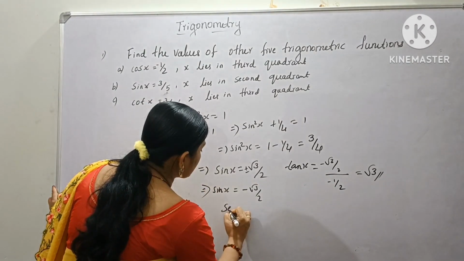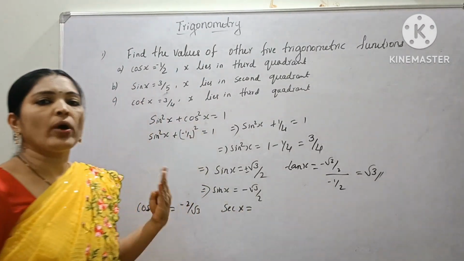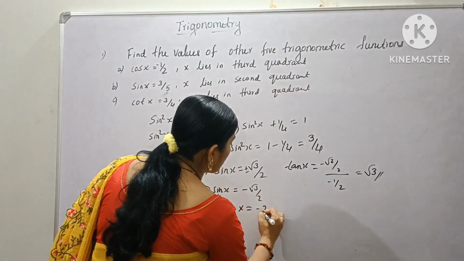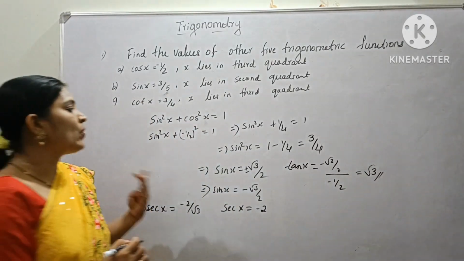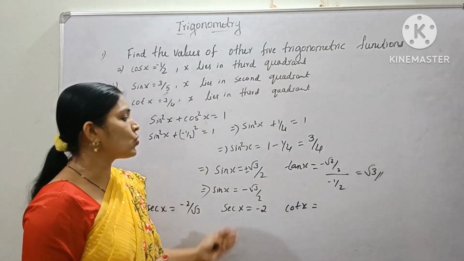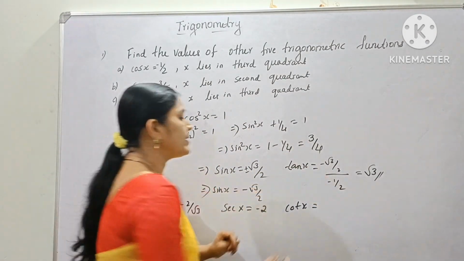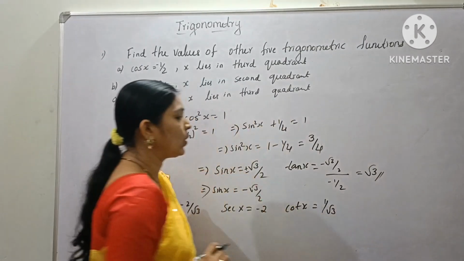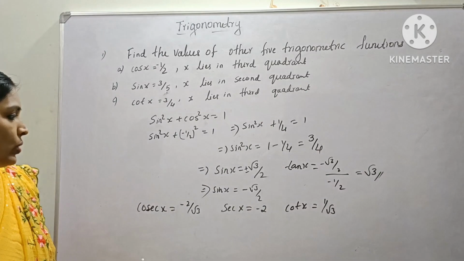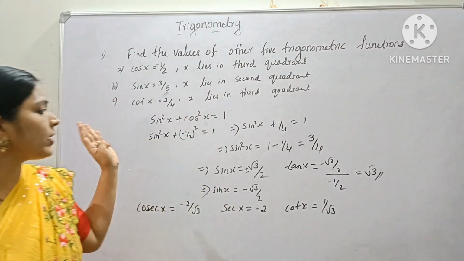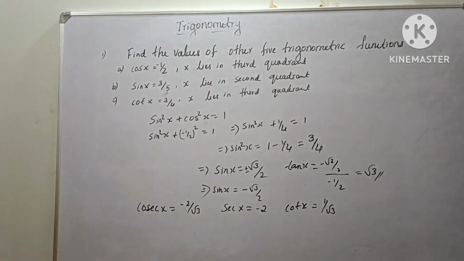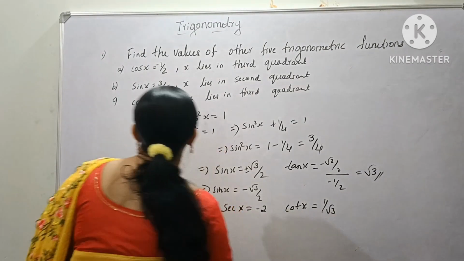Next, what is sec x? Sec x is nothing but 1 by cos x. Cos x is minus 1 by 2, so sec x is nothing but minus 2. Then what is cot x? Cot x is nothing but 1 by tan x. Tan x is root 3, so cot x, 1 by tan x, is 1 by root 3. Now we have got our other 5 trigonometric function values. So next, let us go to the next one.